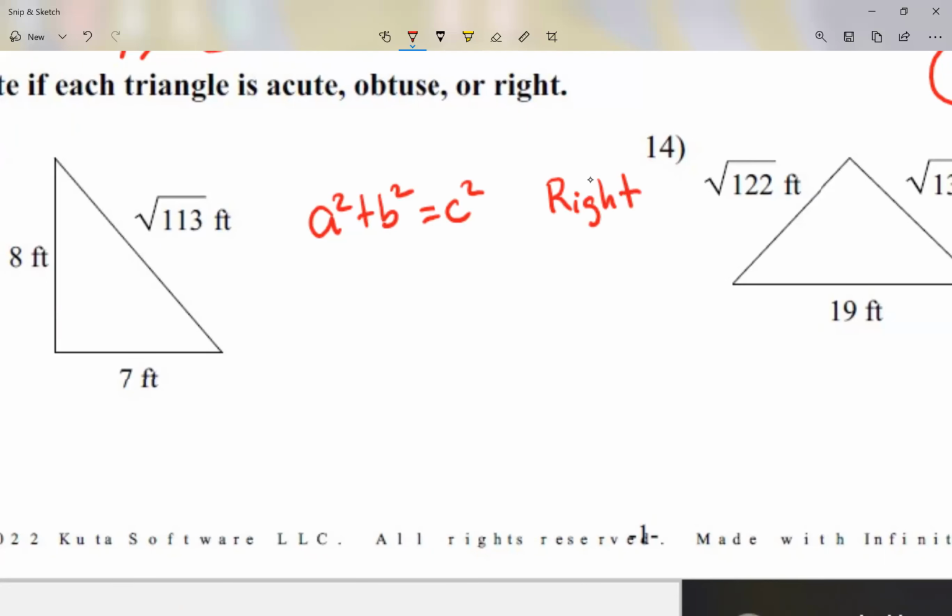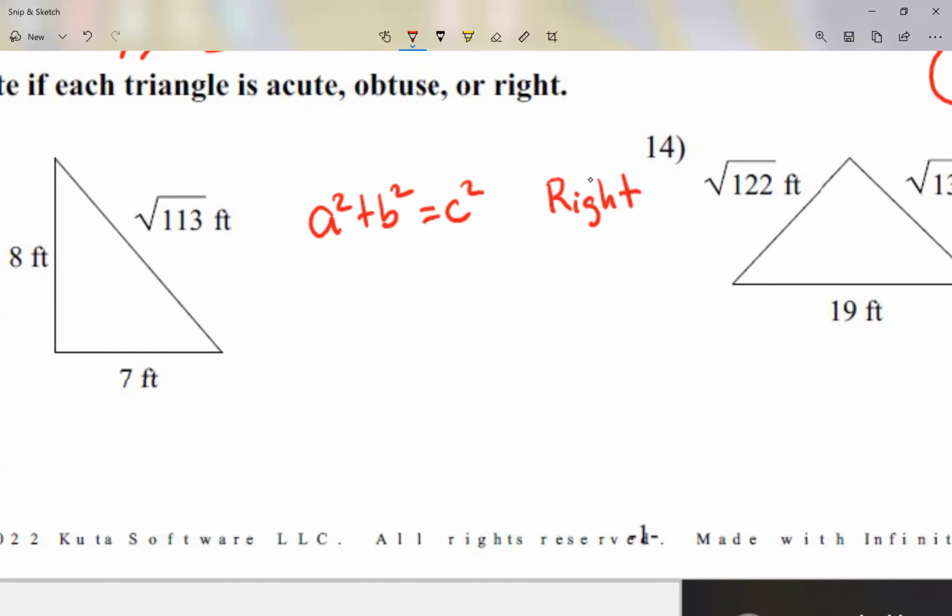So I'm going to say this only works when we have a right triangle. A squared plus b squared equals c squared. From the 3 sides of your triangle, c is the biggest. A and b are the other 2. It doesn't matter which one's a or which one's b, as long as c is the biggest.